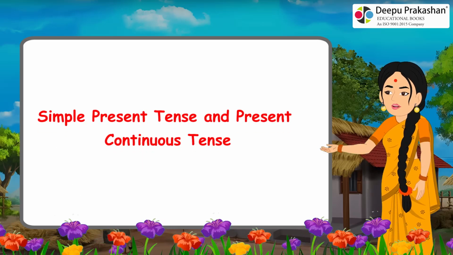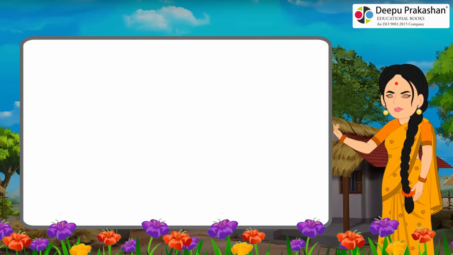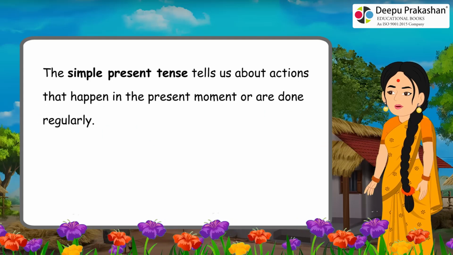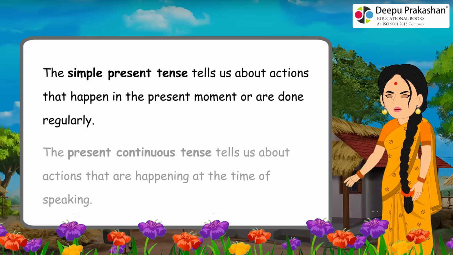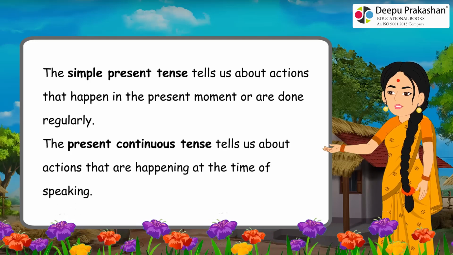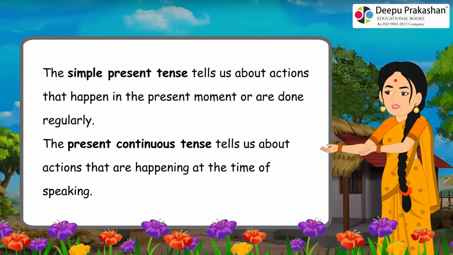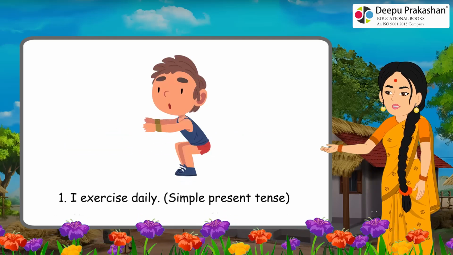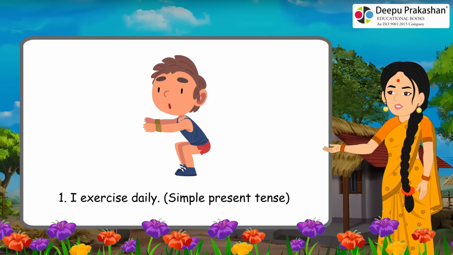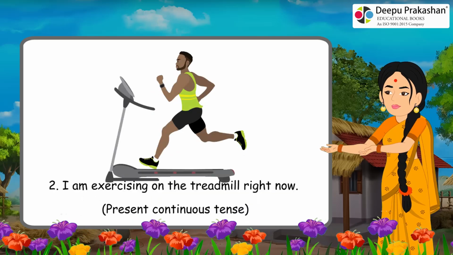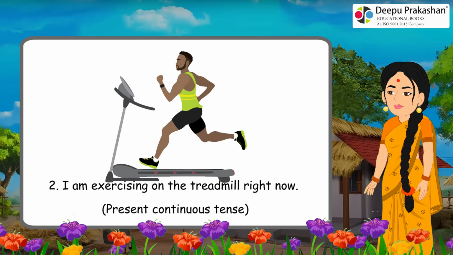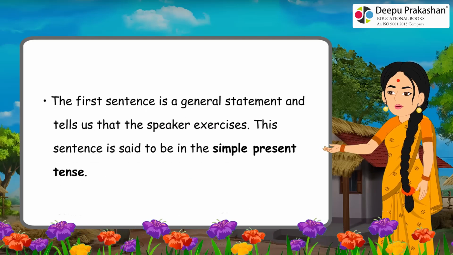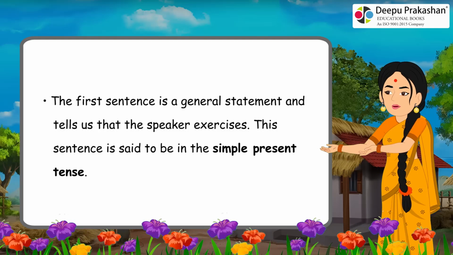Simple present tense and present continuous tense. The simple present tense tells us about actions that happen in the present moment or are done regularly. The present continuous tense tells us about actions that are happening at the time of speaking. Read the following sentences. 1. I exercise daily. Simple present tense. 2. I am exercising on the treadmill right now. Present continuous tense. The first sentence is a general statement and tells us that the speaker exercises.